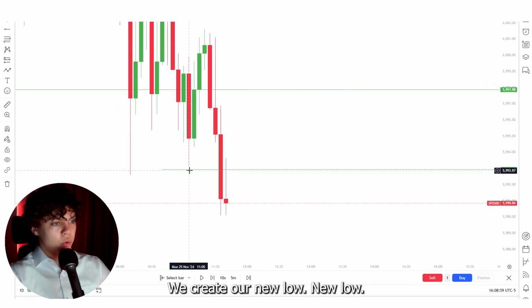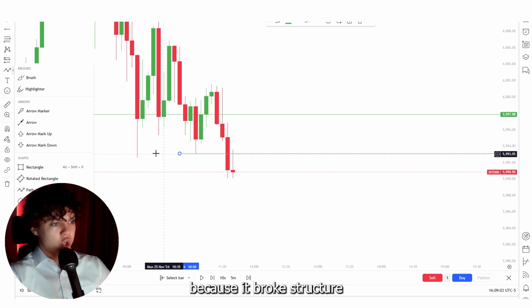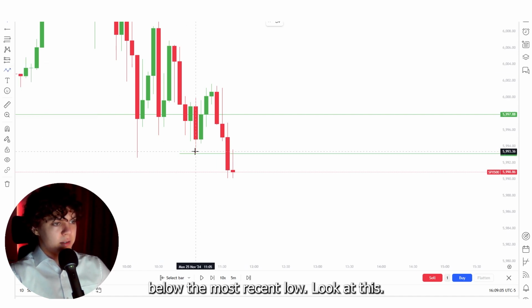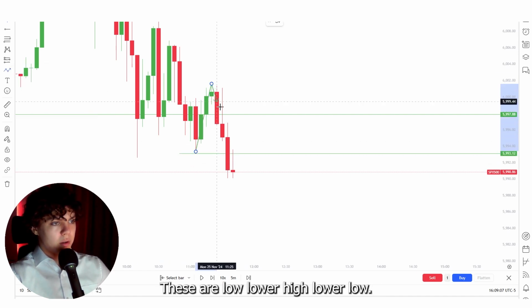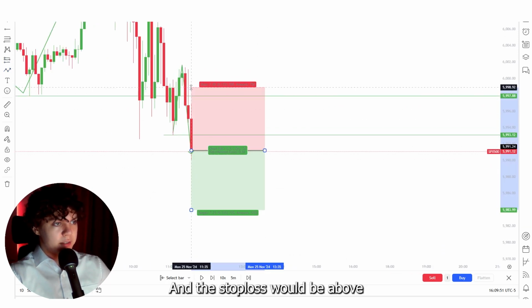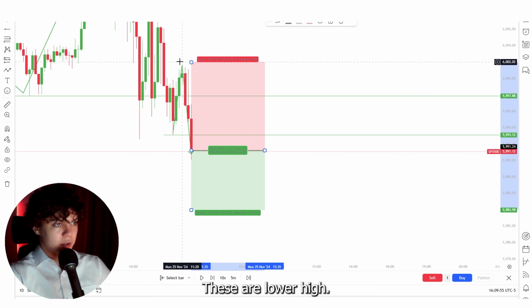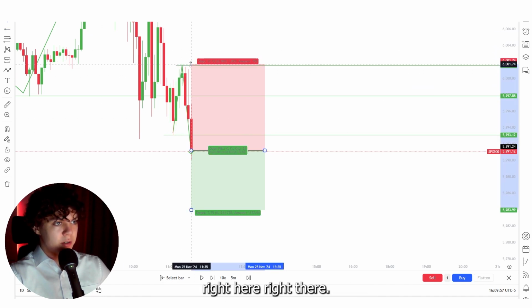And now, look at this. We create our new low, and this is now a lower low because it broke structure below the most recent low. Look at this. This is our low, lower high, lower low. We're gonna enter right there. And the stop loss would be above the most recent lower high right here. This is a lower high, so we're gonna put the stop loss right there.